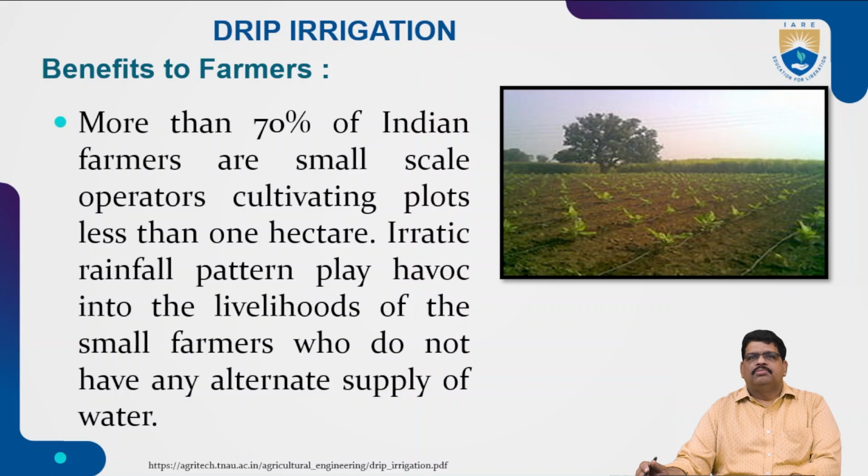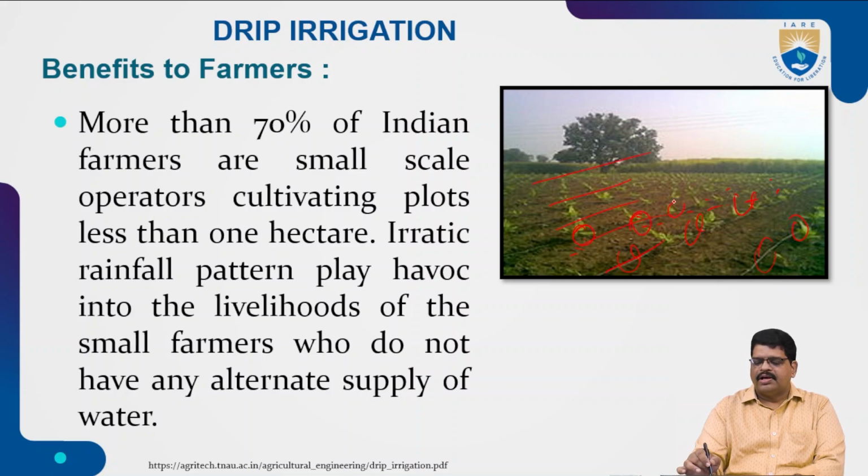Next, more than 70% of Indian farmers are using drip irrigation on less than 1 hectare, and rainfall patterns play havoc with the livelihoods of small farmers who do not have an alternative water supply. So you have to clearly see how the drip irrigation system is provided. The distance between plants is maintained equally, all the drip line pipelines are laid, and each area is provided one nozzle for supplying the water.